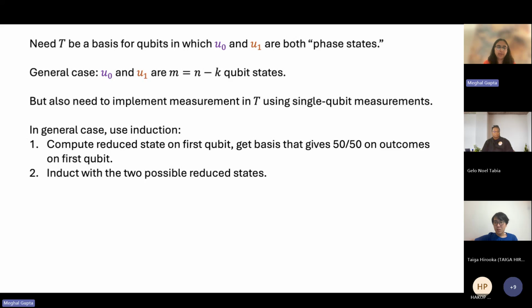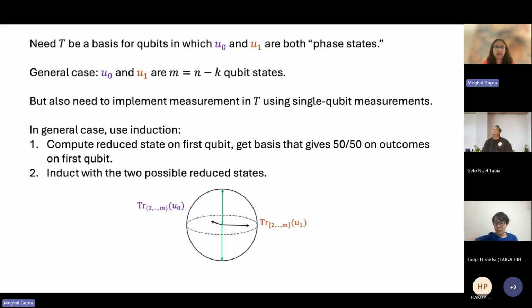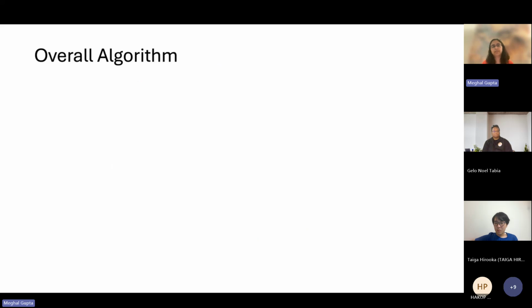And then after that, we can just induct with the two possible reduced states. So if we get the outcome 0, then we can now look at the two reduced states U00 and U01, and then find their perpendicular bisector and keep going. So this is going to be a sort of adaptive single qubit measurement process to get the basis T. And then using this process, we can in fact measure in the basis T, and we will finish the algorithm.